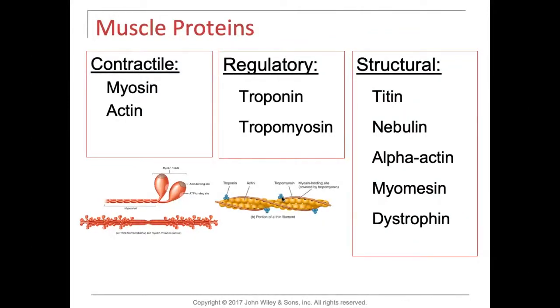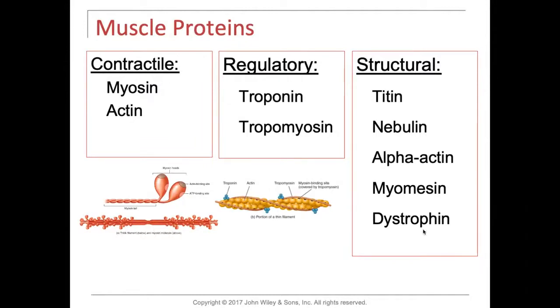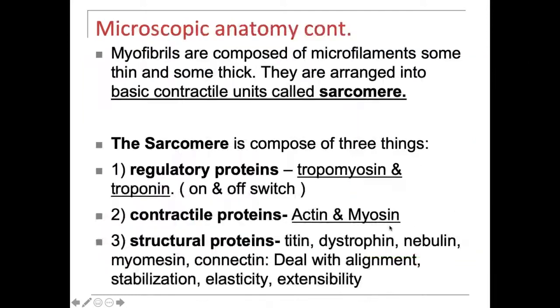I'm going to go over it again with you. These structural proteins are titin, nebulin, myosin, dystrophin. These are structural proteins that give muscle the direction of fibers to maintain its structural components. There's a condition called muscular dystrophy, in which the body breaks down some of these proteins.